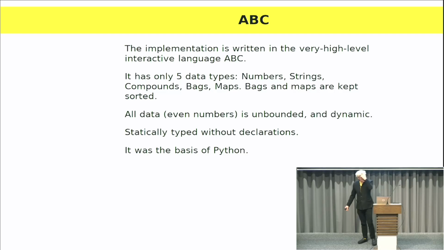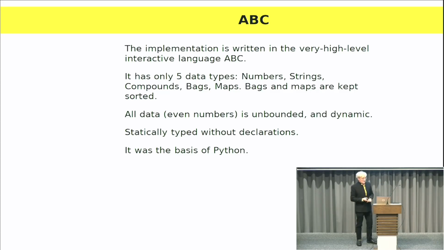Now, the implementation is written in a very high-level, interactive language called ABC. It only has 5 data types: numbers, strings, compounds, bags, and maps. And bags and maps are always kept sorted. All data, including numbers, is unbounded and dynamic, so you can have numbers as large as you want. It's statically typed, but without declarations.